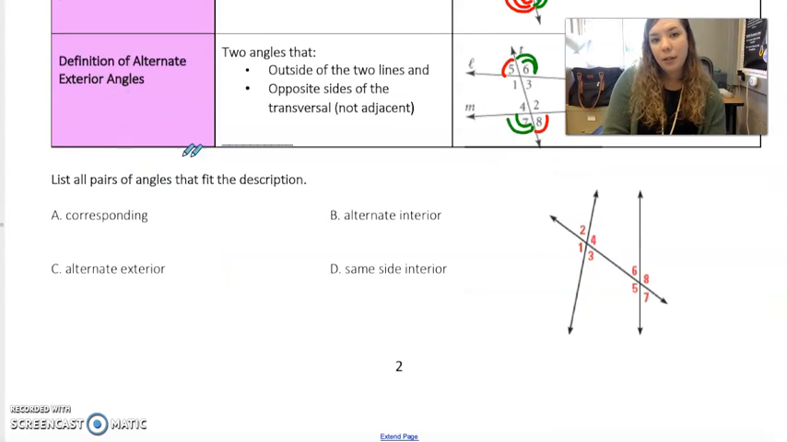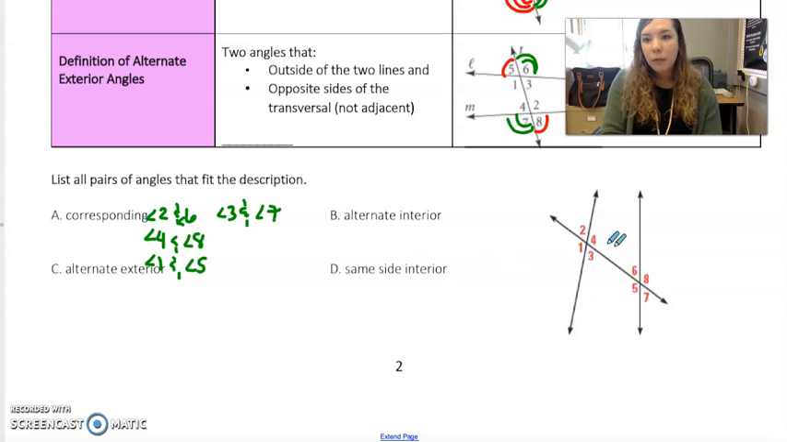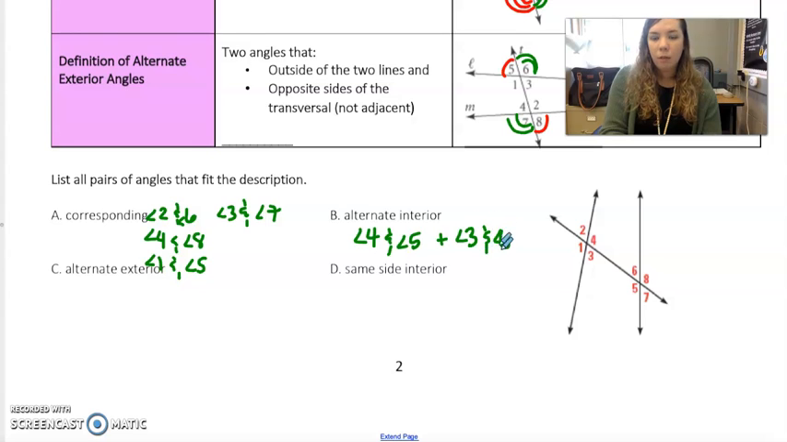Okay, list all pairs of angles that fit the description. So corresponding, we could say angle 2 and angle 6, 4 and 8, 1 and 5, and then the last one would be 3 and 7. Alternate interior would be 4 and 5, and 3 and 6. Alternate exterior would be 1 and 8, and then 2 and 7.